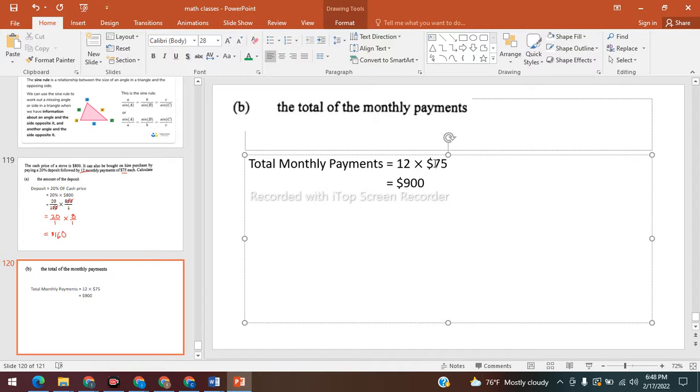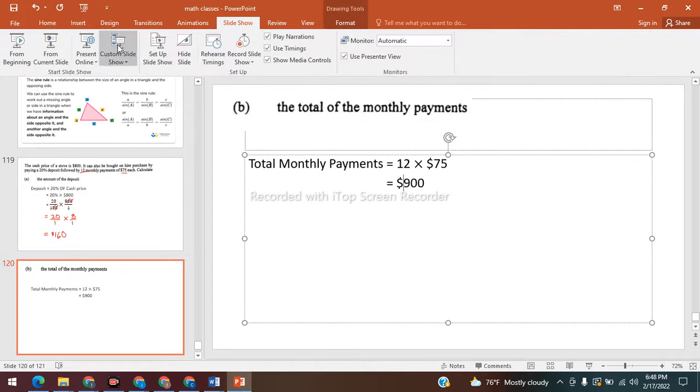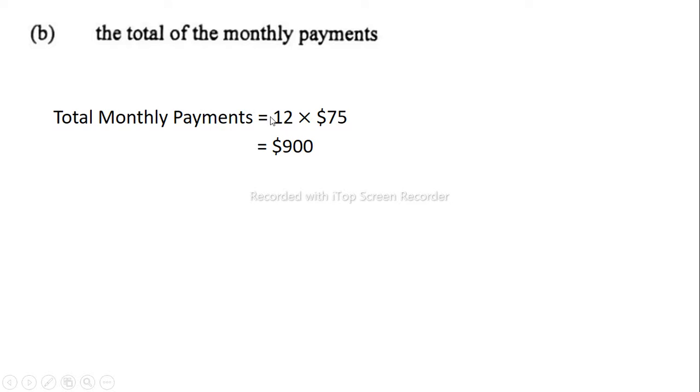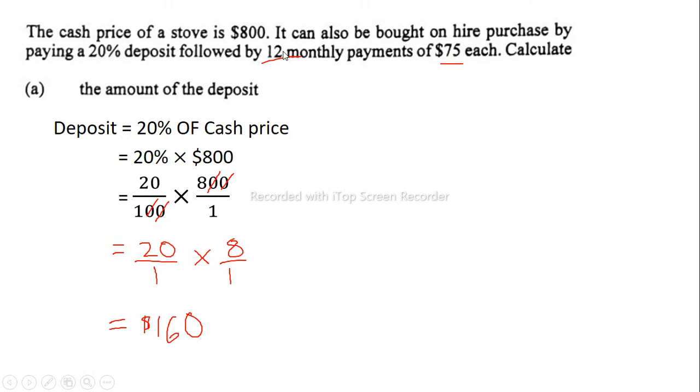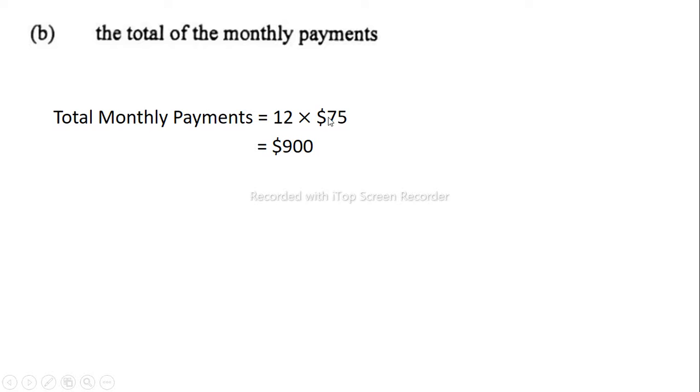All right, so 12 times 75, which is... It's better if you could repeat what you just did. Okay, so what I did was I multiplied to find the total monthly payments. I know that it's going to take 12 months, so there are 12 monthly payments. And I know that for each month, you have to pay $75. So we're going to say 12 times $75. It's going to give us $900. Any other questions?